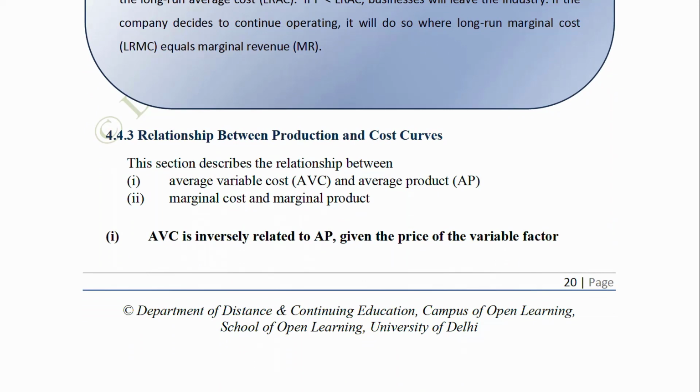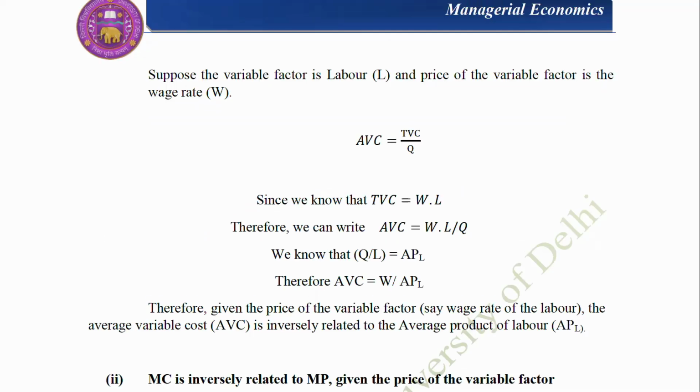4.4.3 Relationship between production and cost curves. This section describes the relationship between, first, average variable cost and average product, and second, marginal cost and marginal product. Now first, let us discuss the first point. Average variable cost is inversely related to average product given the price of the variable factor.